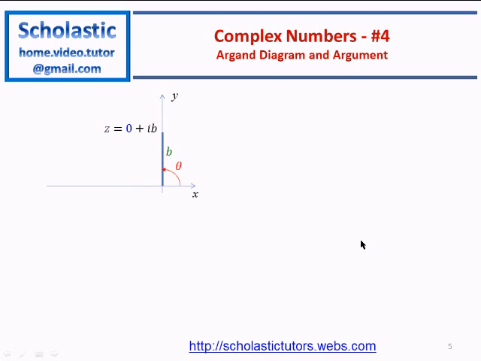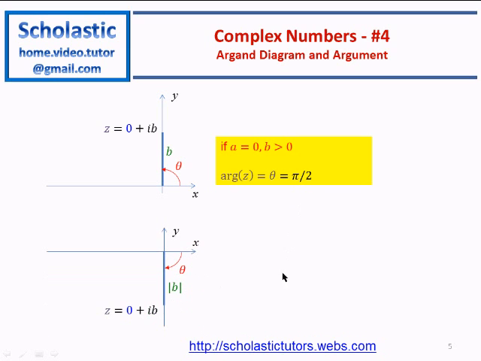And the other two cases, first one, when the value of a is equal to 0, there is no real component, only imaginary part, and a equal to 0 but b is greater than 0, the argument is pi by 2. The last one, a is equal to 0 but b is negative. Answer is if a equal to 0, b is negative, then the argument should be negative pi by 2.